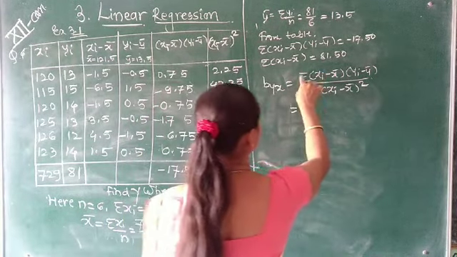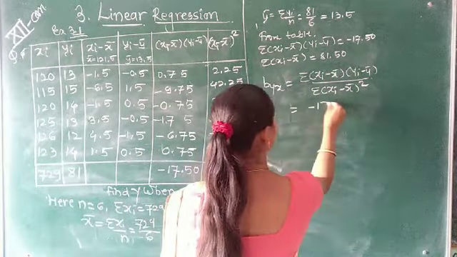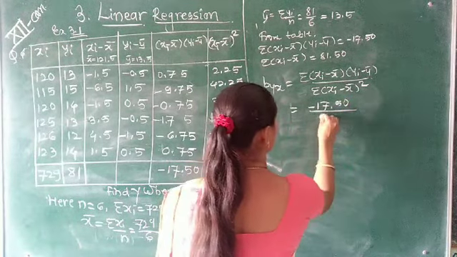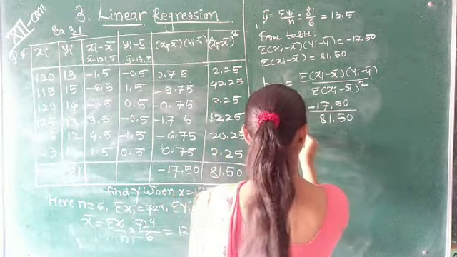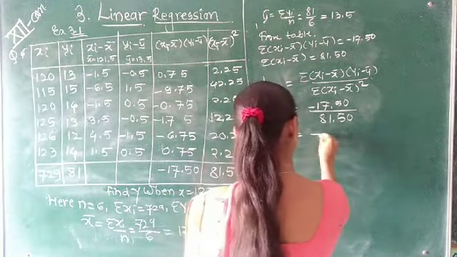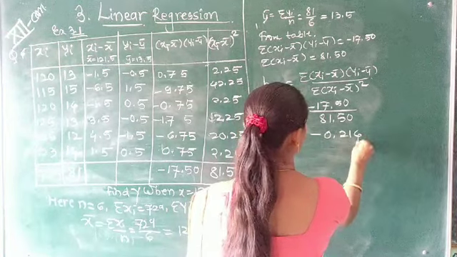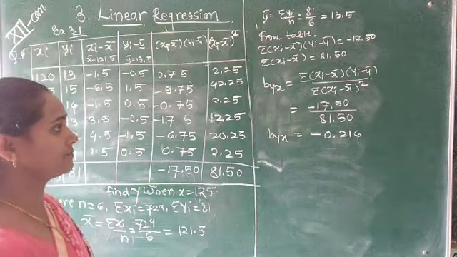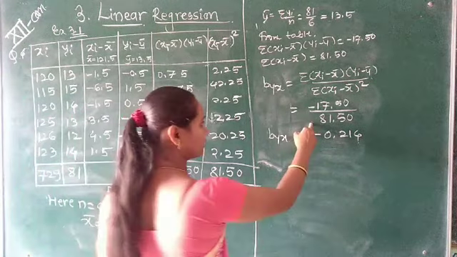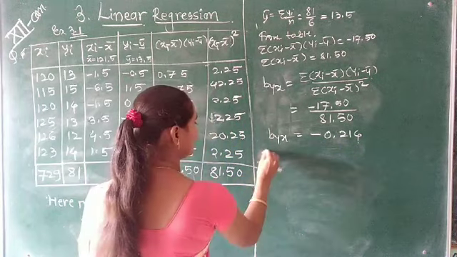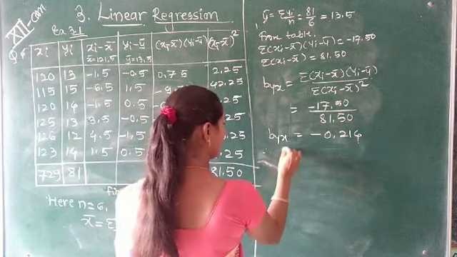So what is summation xi minus x bar? That is minus 17.50 upon summation xi minus x bar square, which is 81.50, and if we take the division of this, then we will get minus 0.214. This is the value of byx, that is minus 0.214. If we take the calculation, then we will get this answer. Now we have to find the regression equation of y on x.